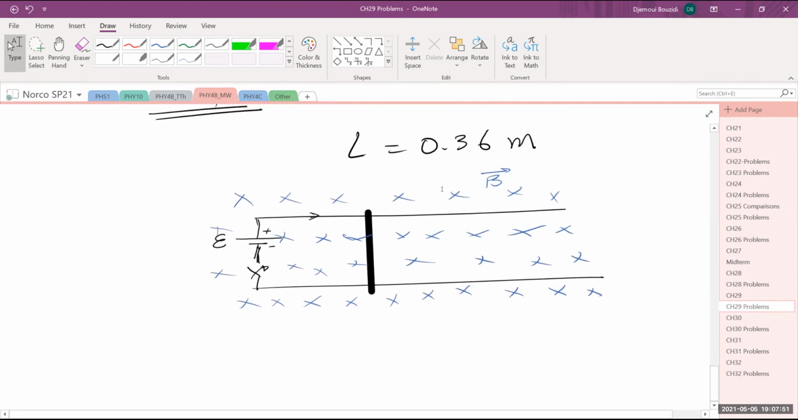So we have L, we are given also B to be 2.4 Teslas. So B is 2.4 Tesla. That's the strength of the magnetic field. And it is also directed into the plane as shown, so they give you the direction. At one end of the rails there is a battery EMF of 12 volts. So the EMF of the battery is 12 volts.